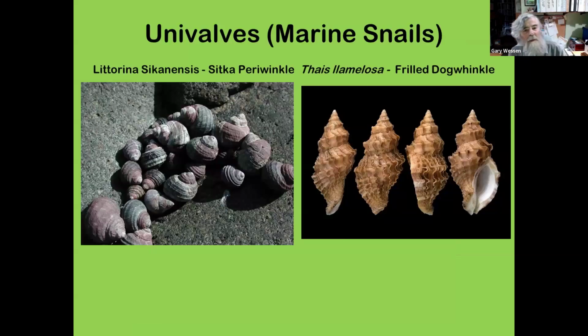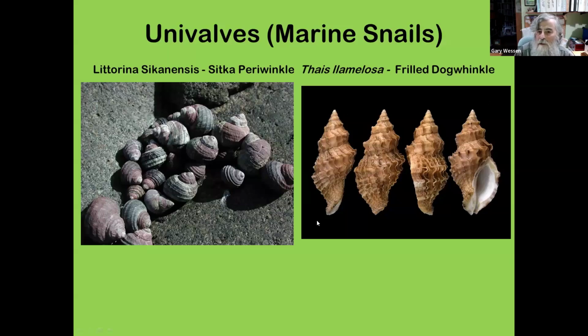Okay, univalves, marine snails. There's 30 or 40 different types that can occur in these sites. I've just thrown out a couple of things here that are very, very common and widespread. This on the left, these are Sitka periwinkles. These are quite small. These things are like half an inch in size. Extremely common on the outside of the Washington coast, not very common on the inside.